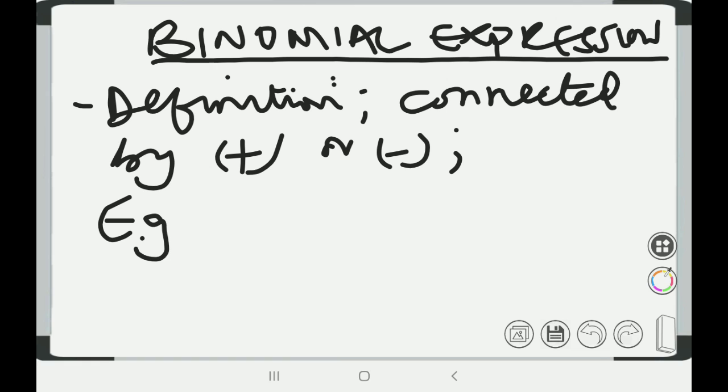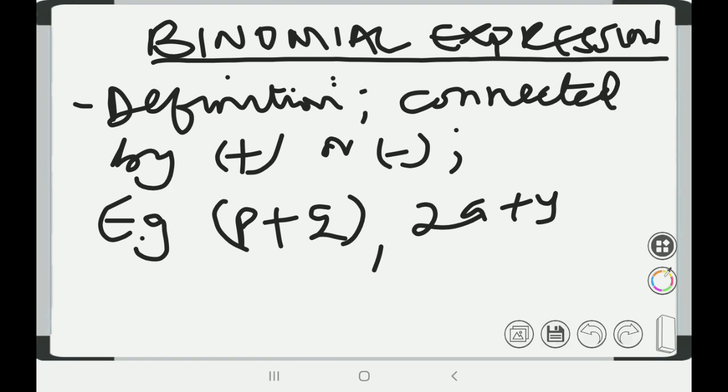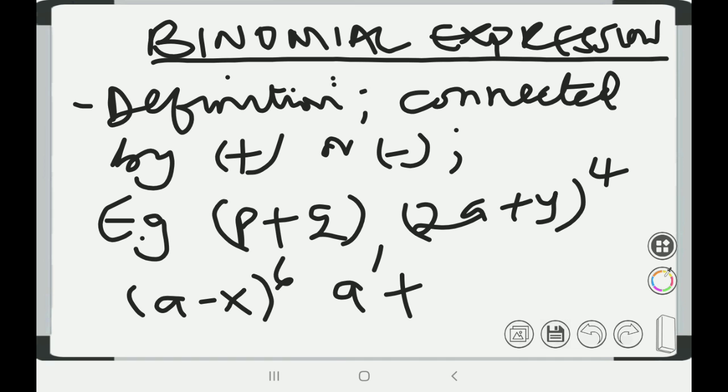For example, we have p plus q, we have 2a plus y raised to 4, and we have a minus x raised to 6. We may have a plus x also raised to 5. These are the examples of binomial expression.